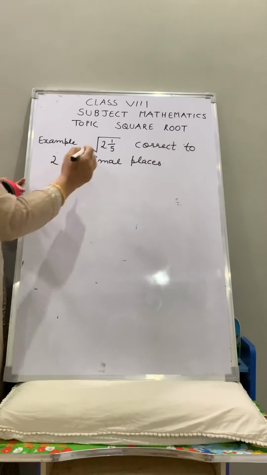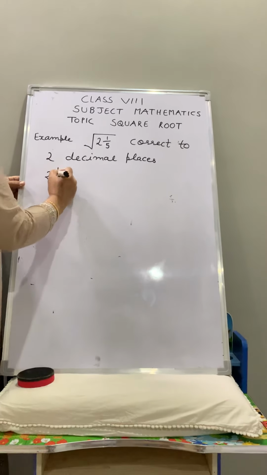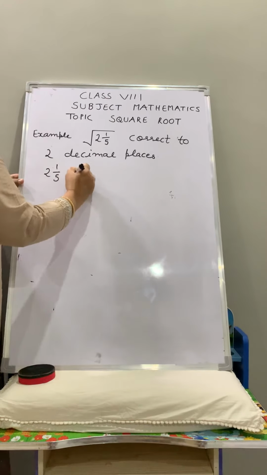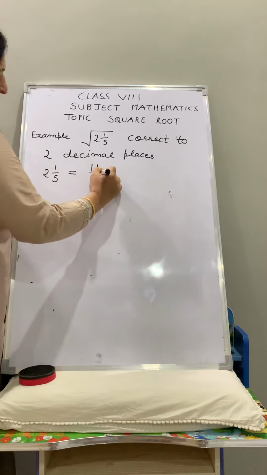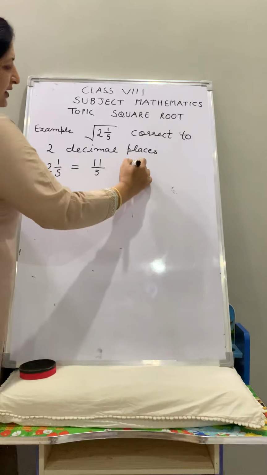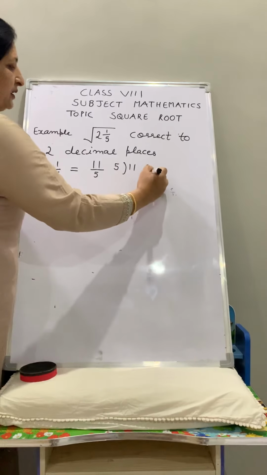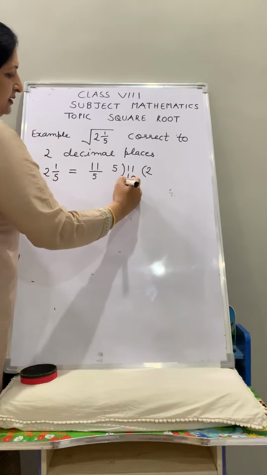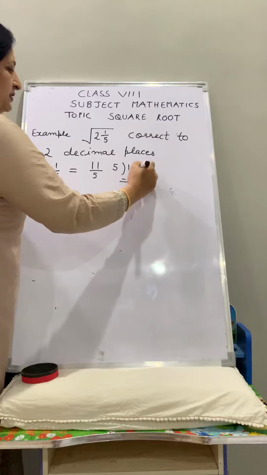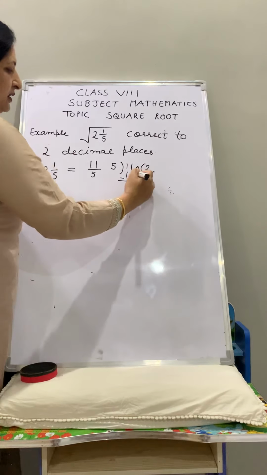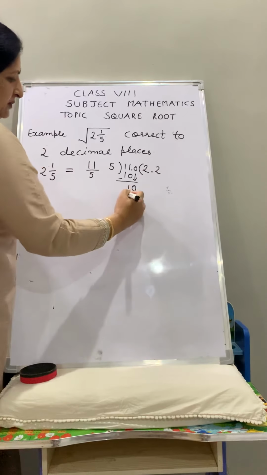First of all, we will convert the mixed number into an improper fraction. 5 2s are 10. 10 and 1, 11. 11/5. Then we convert it into a decimal. 5 2s are 10 minus 1. We will put here a decimal, then 0. Here is also a decimal, then bring down 0. 5 2s are 10.